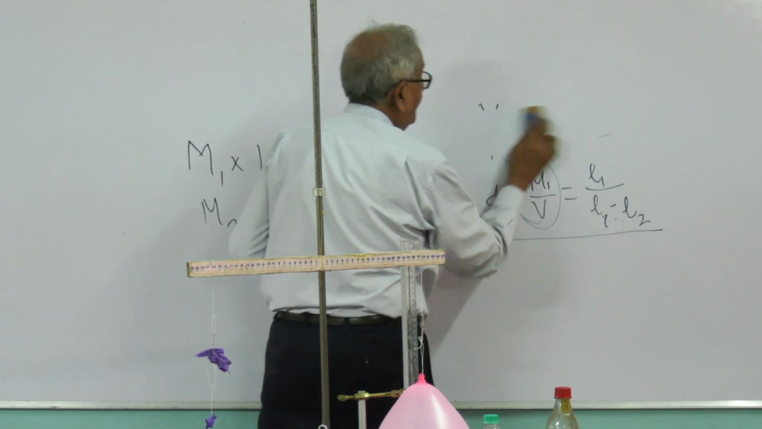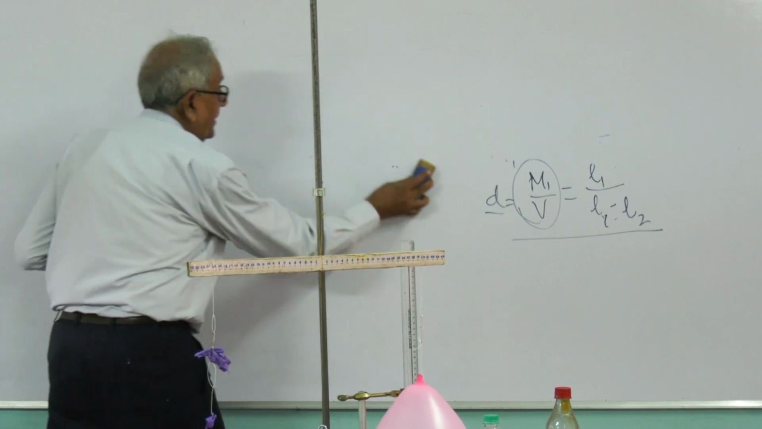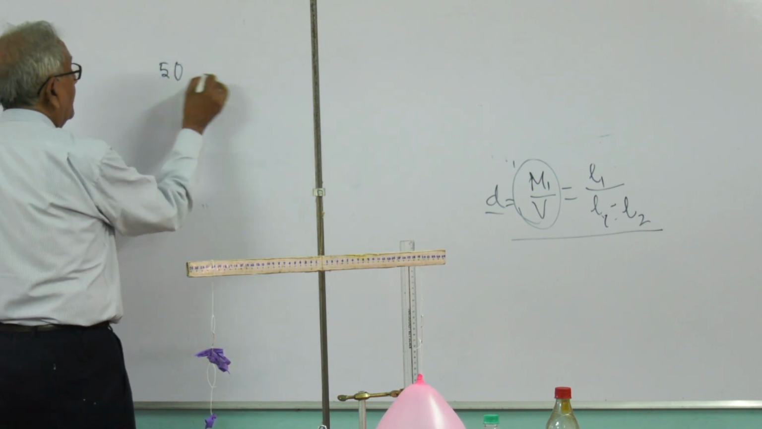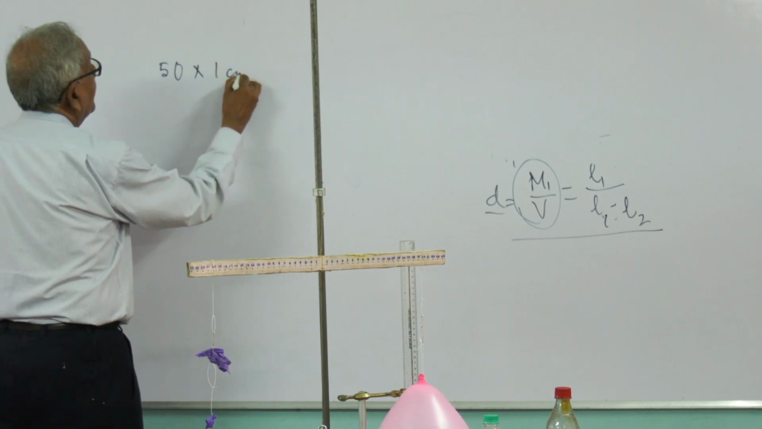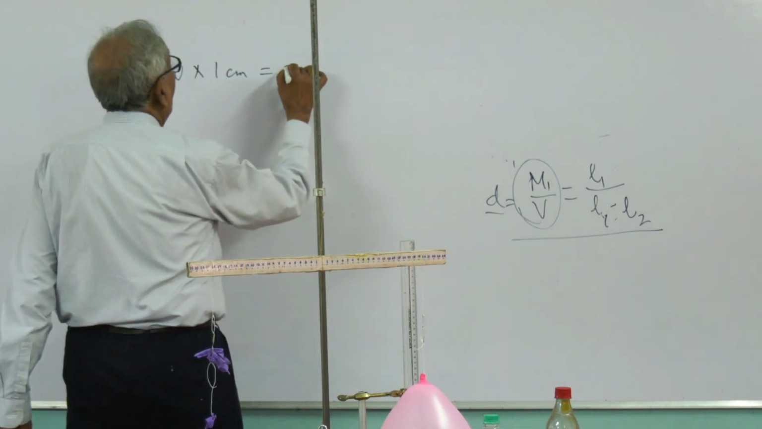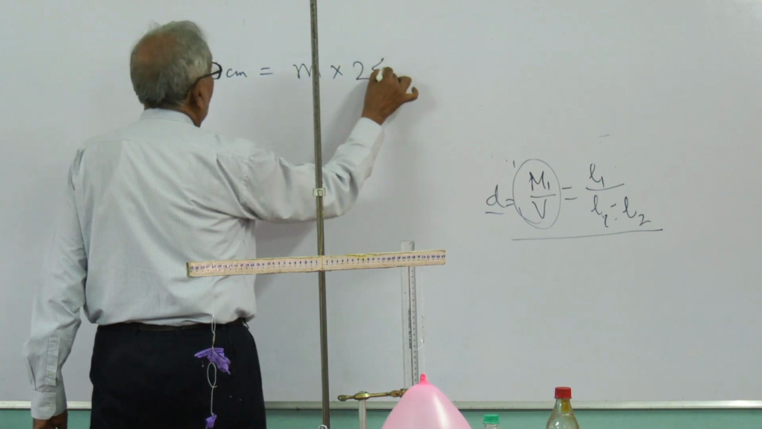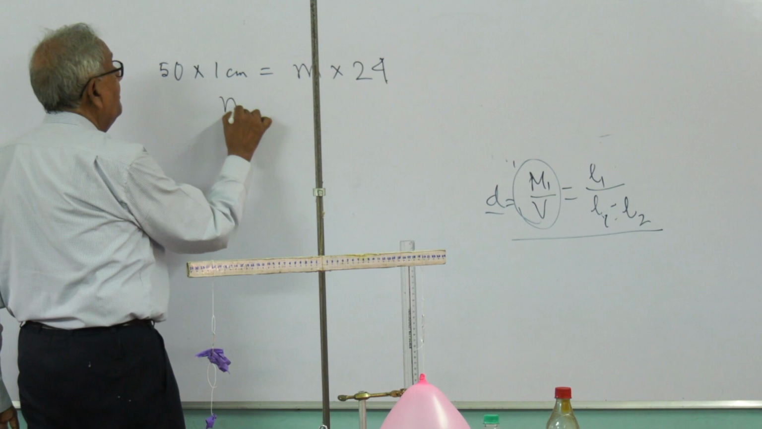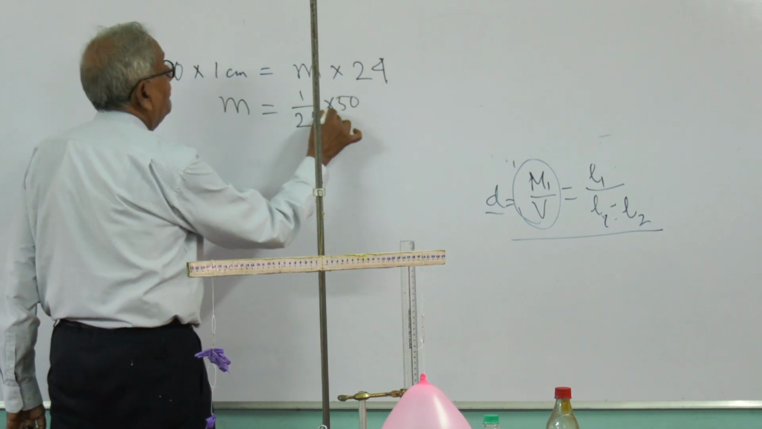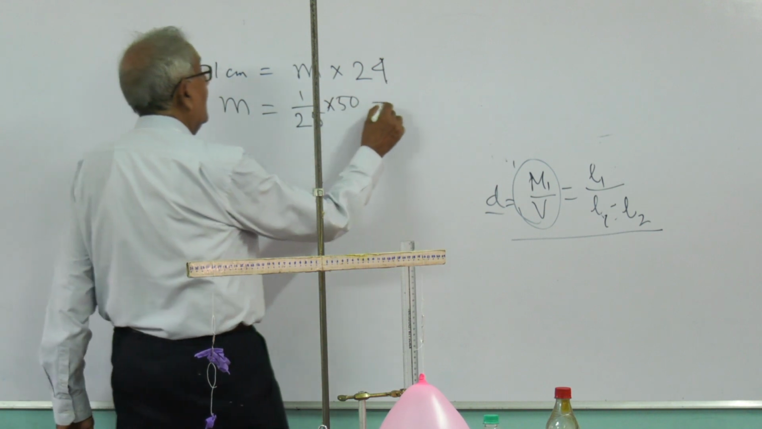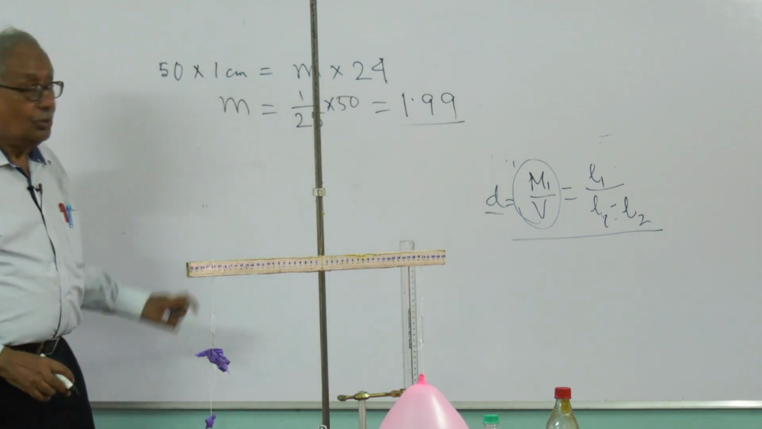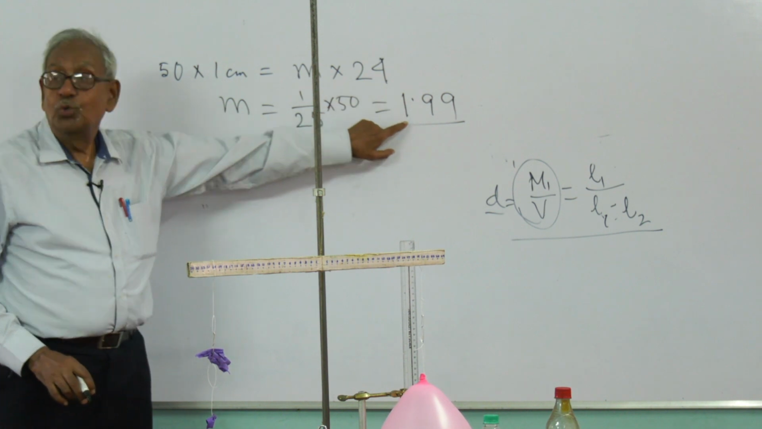This is the last part of it: what is the usefulness of the beam balance. You have a 50 gram weight, 50 gram weight into 1 centimeter. And the other weight, you have up to 24 there. The other weight, which is M, I have put at 24. So what is the value of M? M is equal to 1 divided by 24 into 50. So it becomes approximately 1.99. So with a 50 gram weight, you can measure 2 gram approximately.